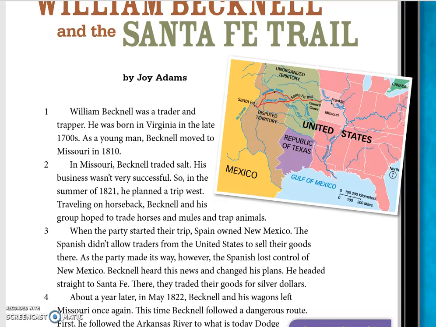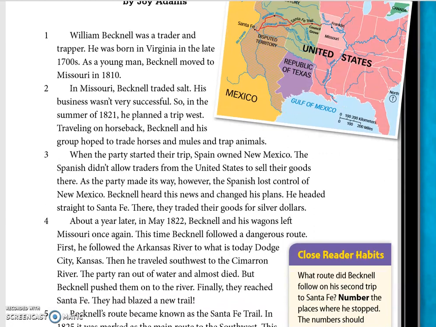About a year later, in May 1822, boys and girls, we have another date there to underline. Becknell and his wagons left Missouri once again. This time, Becknell followed a dangerous route. First, there's our signal word. He followed the Arkansas River to what is today Dodge City, Kansas.